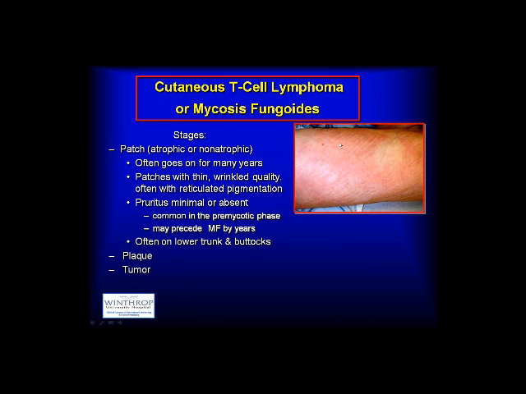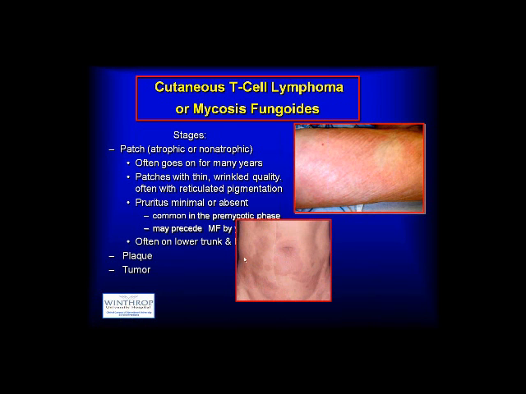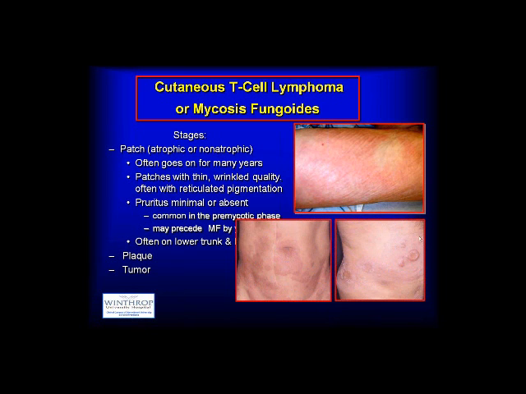Warning signs are patches that are thin, with a wrinkled quality, often what we call reticulated pigmentation. You can see the small blood vessels. Pruritus is minimal or absent. It's common in the premycotic phase and may even precede mycosis fungoides by years, often in the lower trunk and buttocks. They do present as a plaque stage, you can see here, or a tumor stage. At this stage, they probably will not come to the allergist, but I can see them coming to us when they are in the plaque stage or in the patch stage.